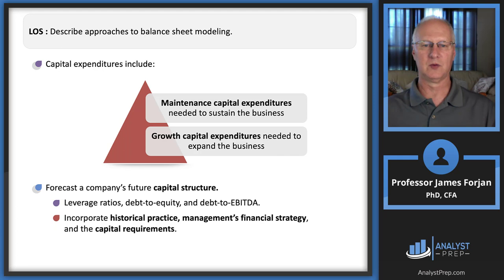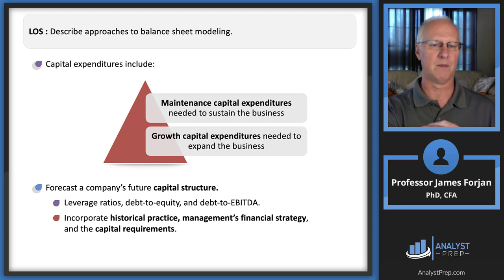Remember that great beginning point of Modigliani and Miller where they taught us that capital structure doesn't matter. But then when you add things like taxes and bankruptcy costs and financial distress costs, we have this target capital structure. So of course, an estimate, what is that second left-hand teardrop point? Forecast a company's future capital structure.